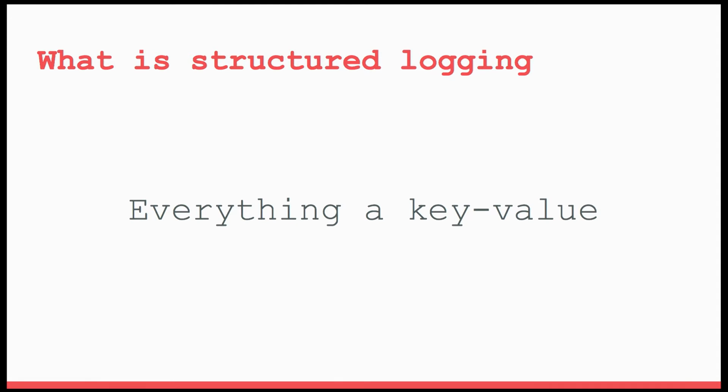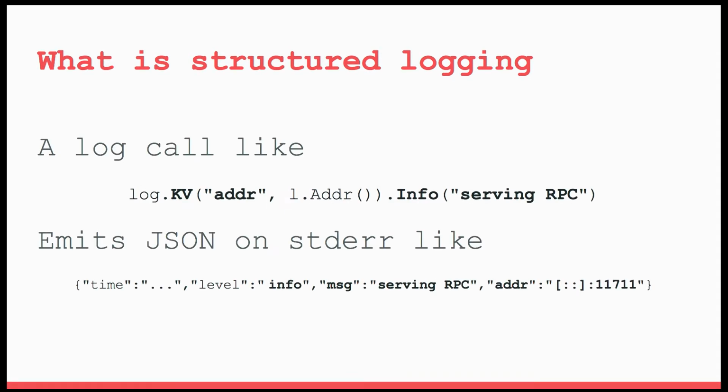Everything is a key value. So if you have a log call, it's going to look like this. Let's say you want to log the address that you're serving right now. You would log it as an address key and store the value of the address there. And then it would emit something like JSON to stderr or to syslog that would look like this. And you see you still have your address key there.